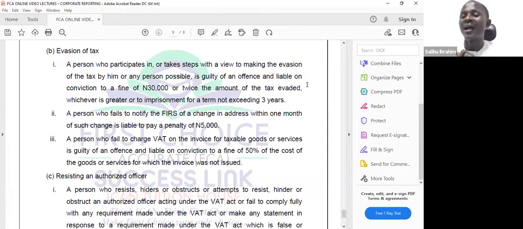If you register and you file return, if this month I have not attained 25 million, I don't need to charge VAT, but I can file. What will I file? I will file nil return. I have filed. I have completed my obligation, but I don't have to remit because I did not collect any VAT. So that will put you on a safer side rather than you not registering and not filing.